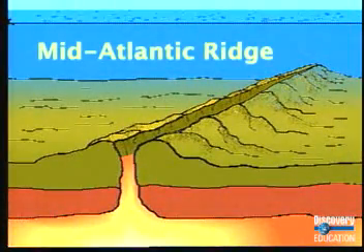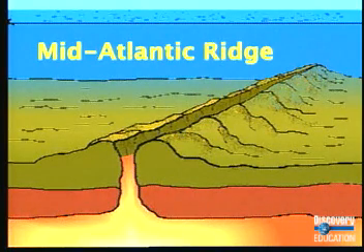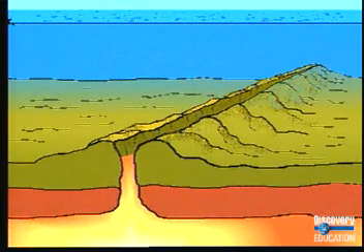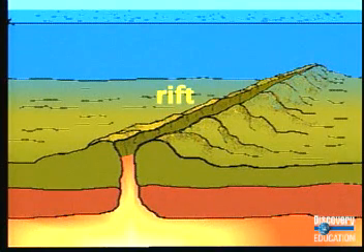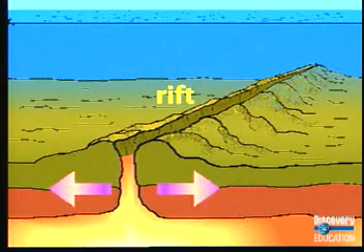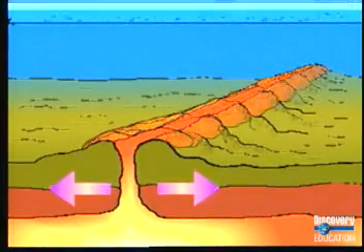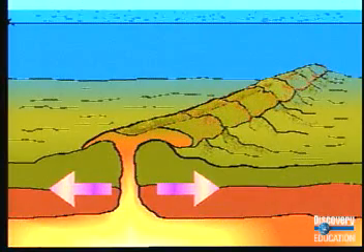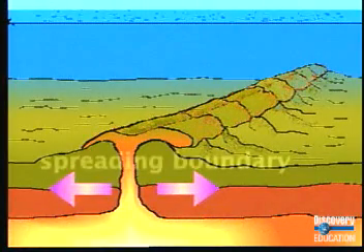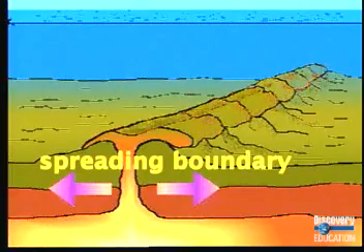One place where plates are moving apart is the Mid-Atlantic Ridge, part of an extensive system of mid-ocean ridges that stretch along the bottoms of all the Earth's oceans. Running down the middle of a mid-ocean ridge is a kind of valley called a rift. The rift marks the exact boundary between plates. As the plates move apart, hot liquid rock from deep within the Earth pushes up through the rift and onto the seafloor, where it cools to form new crust. A place where two plates are moving apart like this is known as a spreading boundary.